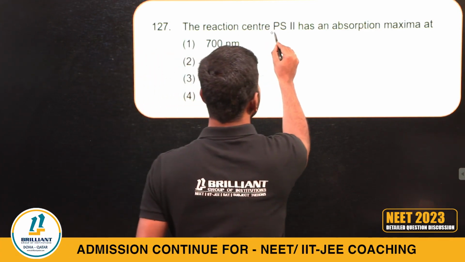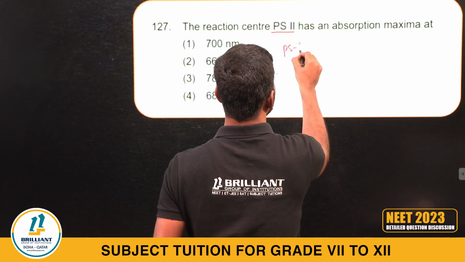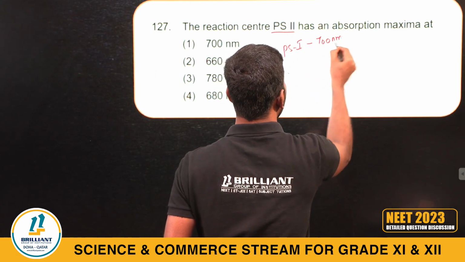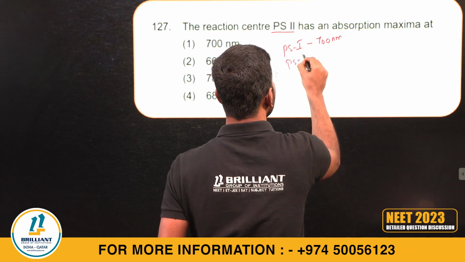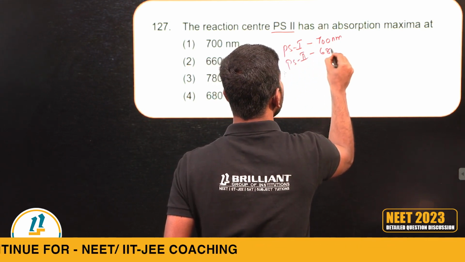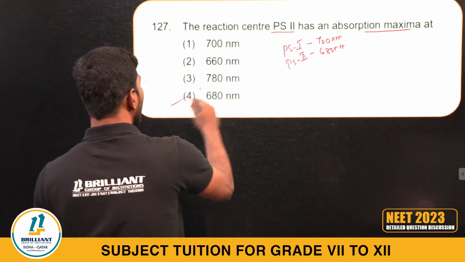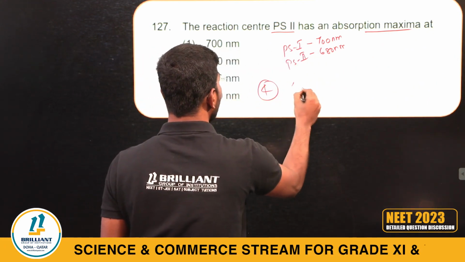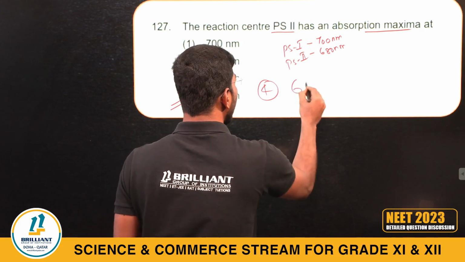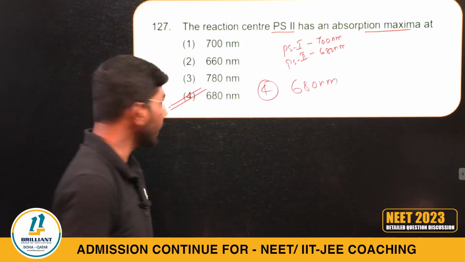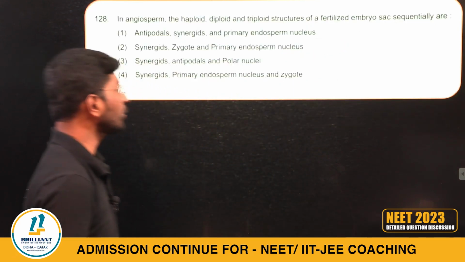The reaction center PS1 absorbs 700 nanometer of light. PS2 is how much, students? Tell me. 680 nm. We can write 680 nm of light. Option 4, the answer I can write is 680 nm. Simple question.